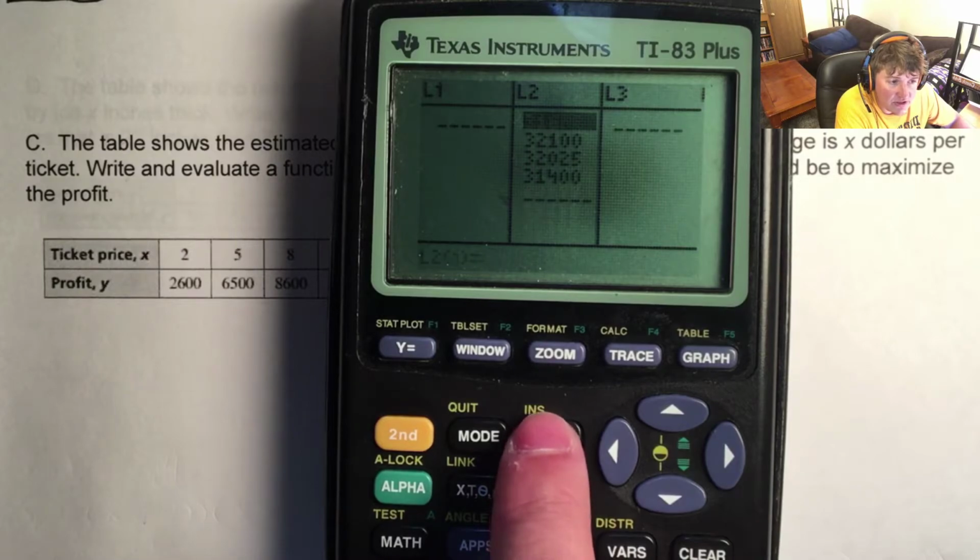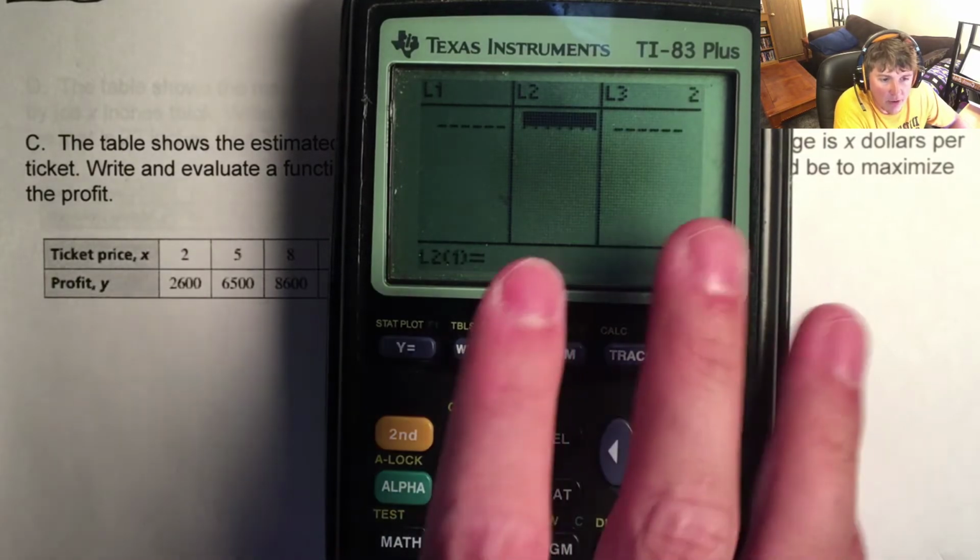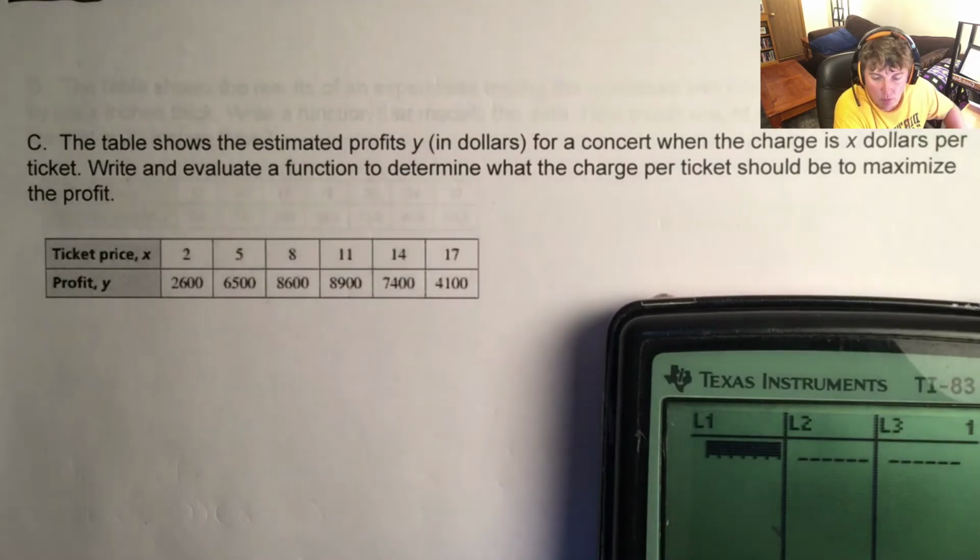All right, we're doing the same thing here. Okay, and then we can get started here in a second.